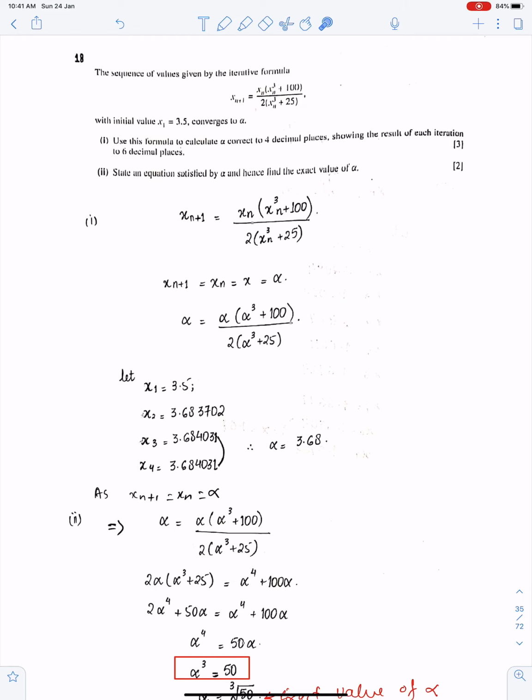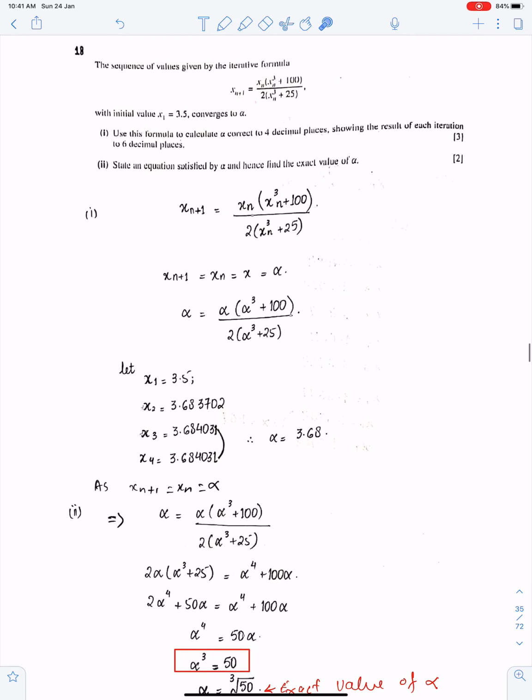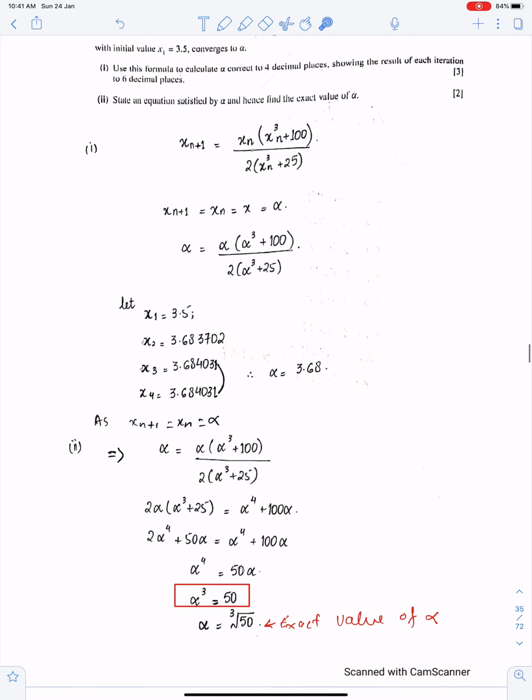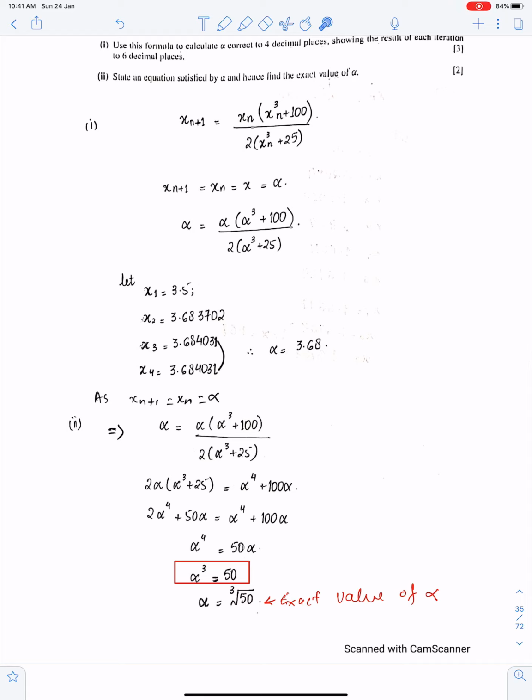This question 18 is simple. I'm interested in the second part of this question. State an equation satisfied by alpha and find the exact value of alpha. So you just need to convert this iterative formula into this equation by using this fact and make alpha the subject. Alpha cubed is 50, therefore alpha, this is the exact value of alpha. Always convert the iterative formula into an equation, and then try to make alpha the subject. This is the equation of alpha, and this is the exact value of alpha.